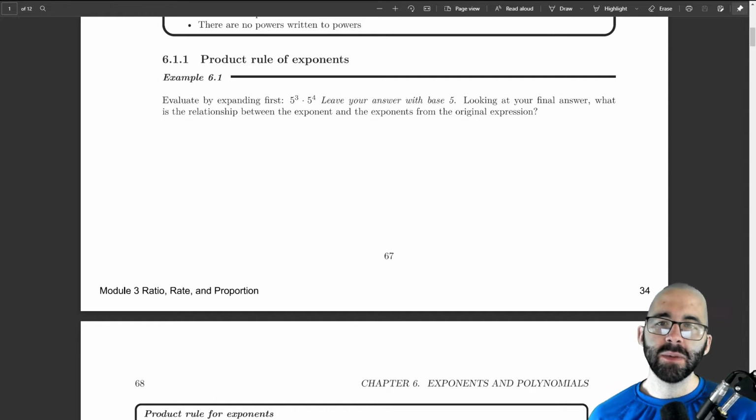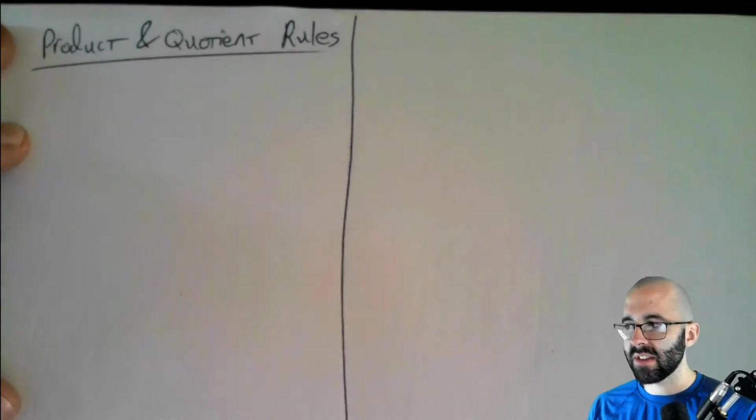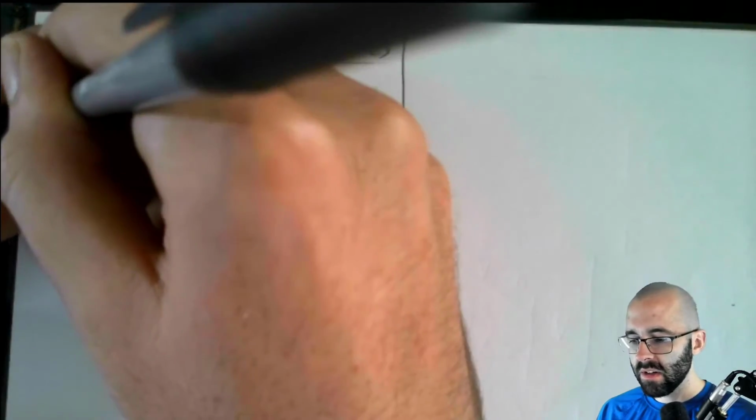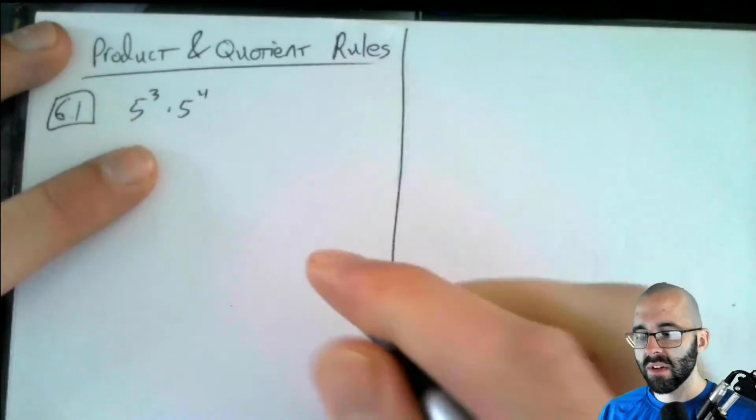We're going to do example 6.1 by expanding this first: 5 cubed times 5 to the 4th. We're going to leave our answer in base 5 and look at what happens. So let's go over to our paper. Again, you can print these out, but I'm going to be doing them on my notes today. So example 6.1, we've got 5 cubed times 5 to the 4th.